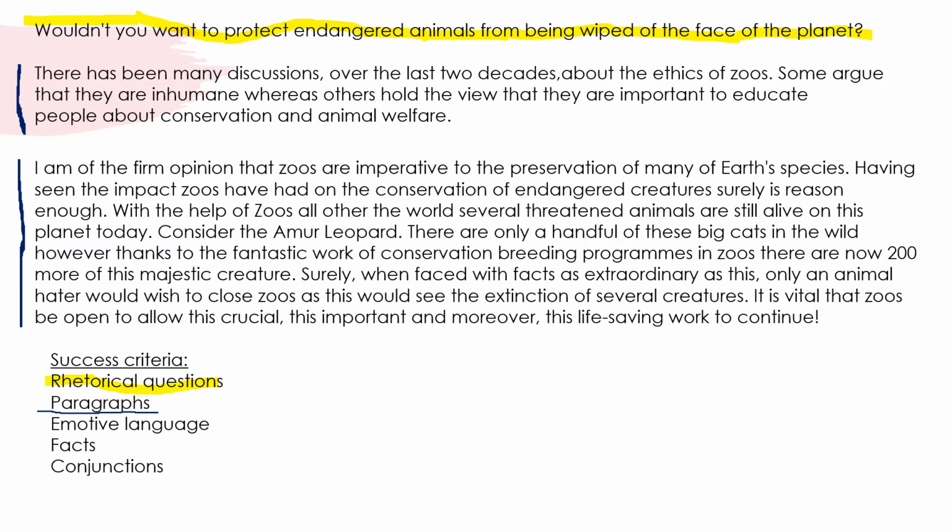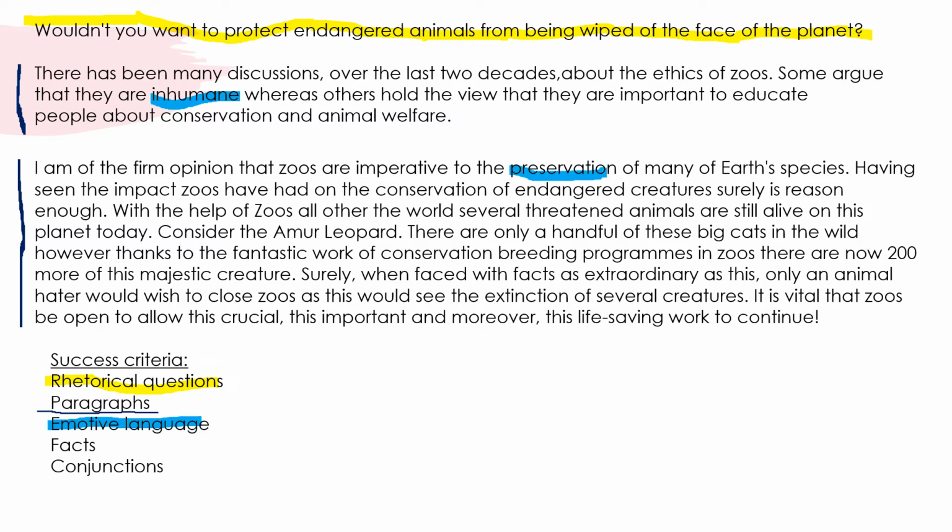Okay, let's hunt for some of my emotive language then. So let's see how I've met my emotive language. Now, there isn't much in my introduction paragraph except for this word, inhumane. Now, that is actually a negative bit of emotive language. However, I want to show that there are sides different to mine, and so I have used the word inhumane. If you're writing against zoos, this could be a perfect word to use within your writing.